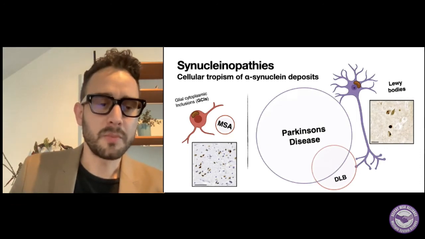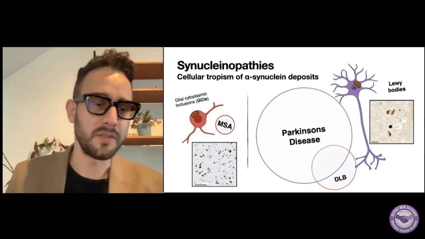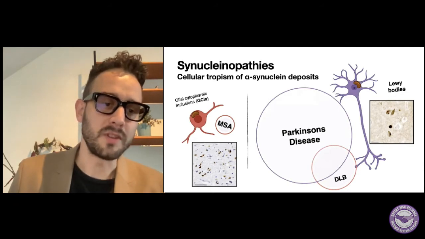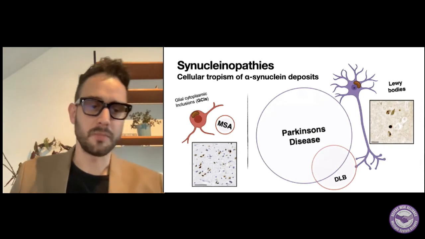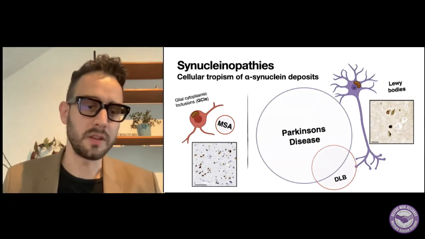In the case of multiple system atrophy, however, these inclusions do not form in neurons, but instead they form in a different cell type called oligodendrocytes, and thereby they form these glial cytoplasmic inclusions, or GCIs. And so this is really unique and very specific for multiple system atrophy, and this is something that you won't observe in any other type of synucleinopathy.